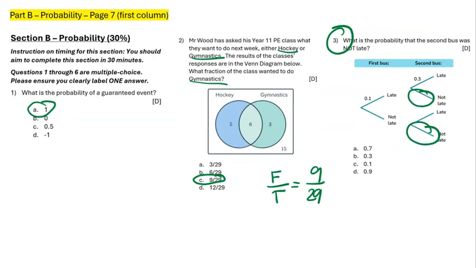So it's also going to be down on this branch here, but we can't really do much because we don't have that bit there. So not late, well, both branches have to add to 1, which means this here is going to be 1 minus 0.3. And when you do that maths, that's going to be 0.7, and that there is option A.